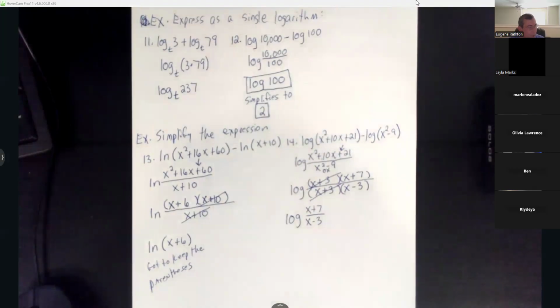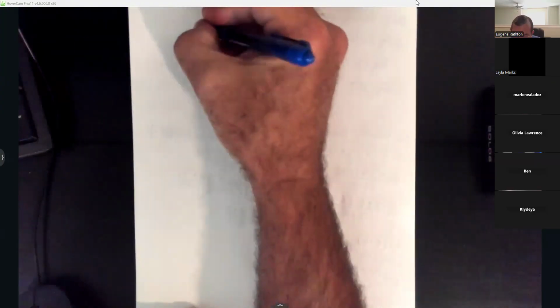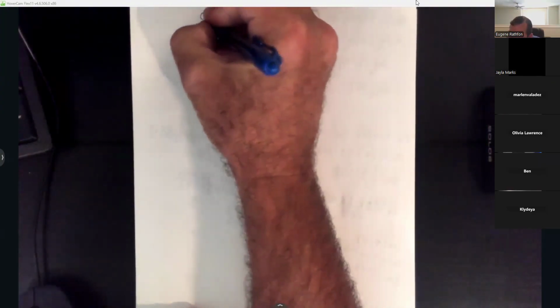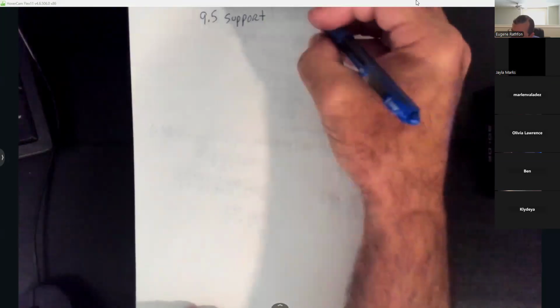All right, y'all, so any questions on those? So y'all, if y'all don't have no questions, we're going to knock out our support real quick. And the support had 5 questions going over exponent rules. So this would be 9.5 support. So let me write my exponent rules over here.